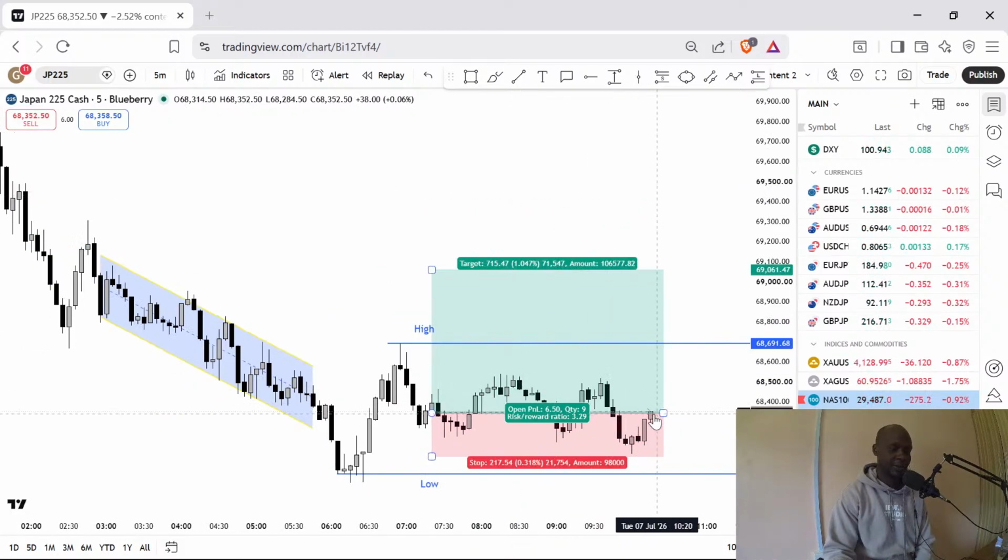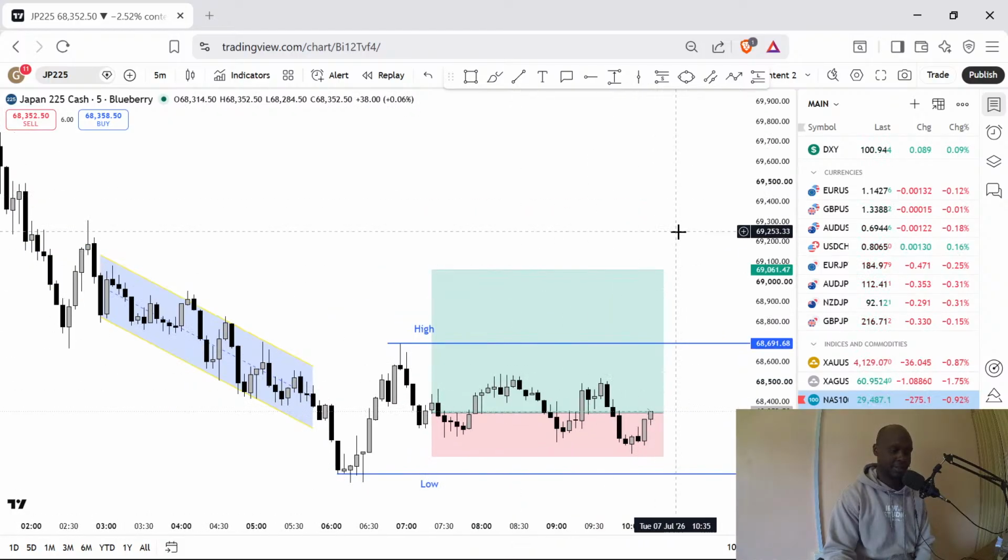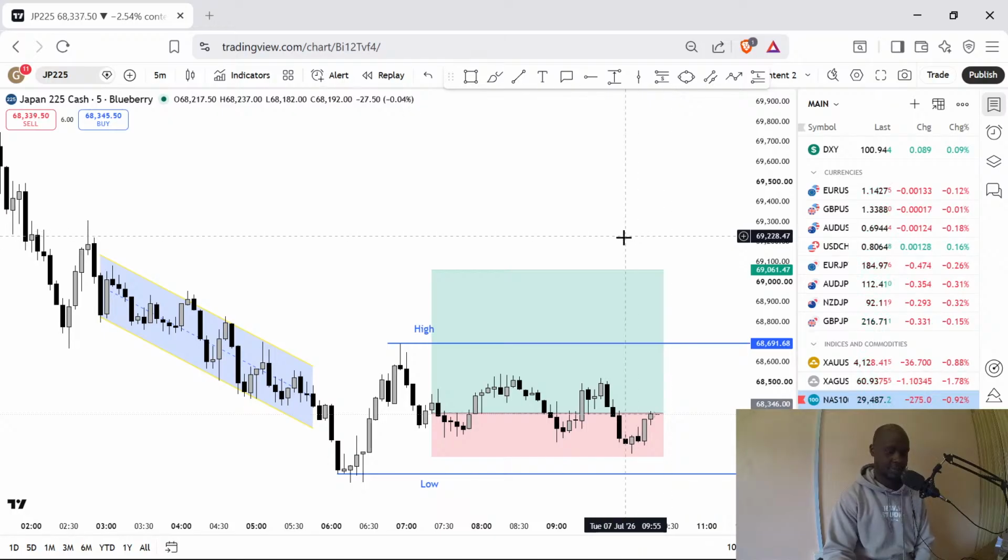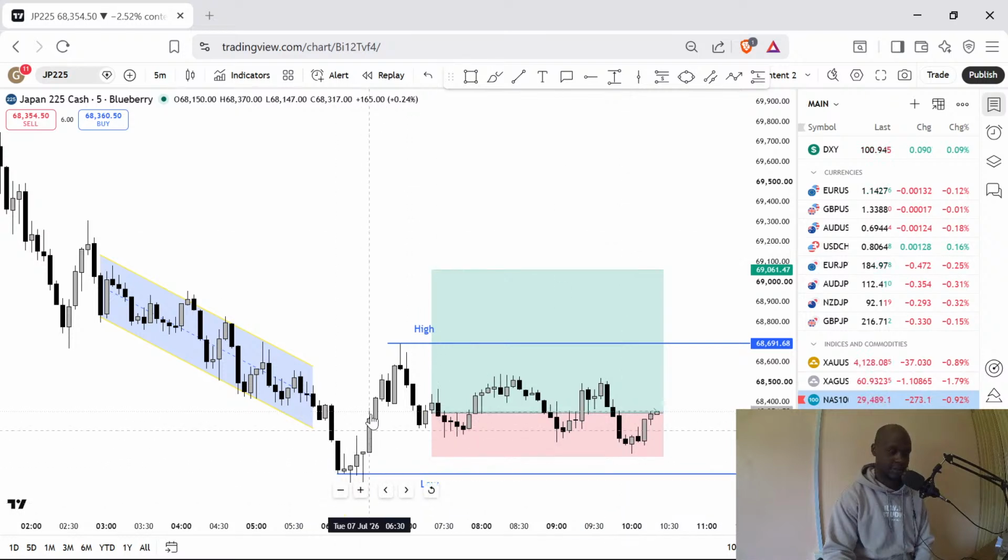So right now it's just pushed above my entry, just in and around that entry area. So I've said I'm hoping we can get a run like this, push, get a run like this, push to the upside. We're going to break this high and I'll be able to manage the trade and start to lock in some profits.